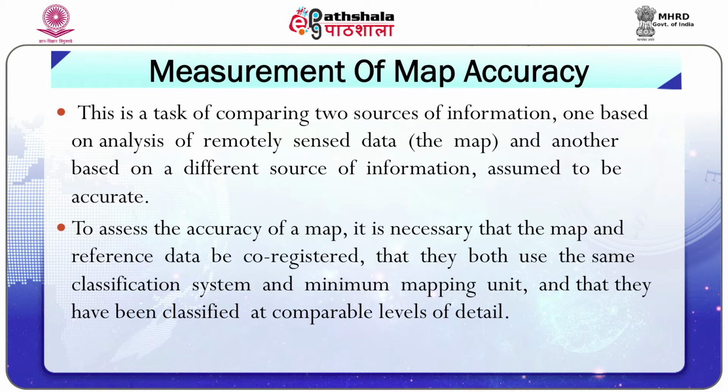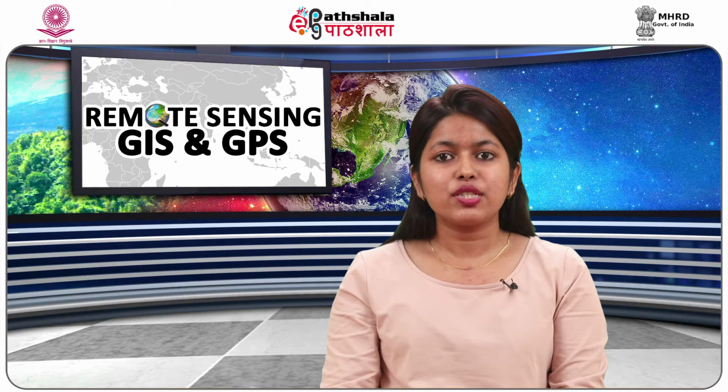This is a task of comparing two sources of information, one based on analysis of remotely sensed data and another based on a different source of information assumed to be accurate. For comparing information that varies temporally, the reference data should match with respect to time. To assess the accuracy of a map, it is necessary that the map and reference data be co-registered, that they both use the same classification system and minimum mapping unit, and that they have been classified at the same comparable level of detail.